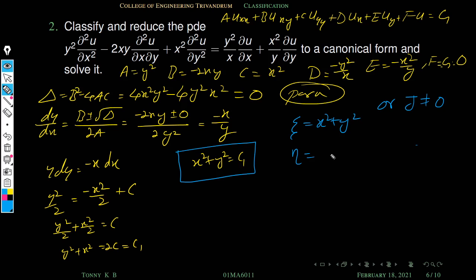But there is a problem. The problem is, suppose we choose eta as x plus y. This choice is okay, no problem. But sometimes the canonical form corresponding to this choice, with psi like this and eta like this, may not be solvable. Maybe that canonical form is more complicated than the one given. Depending on the choice of eta, the canonical form may be complicated, may be simple.